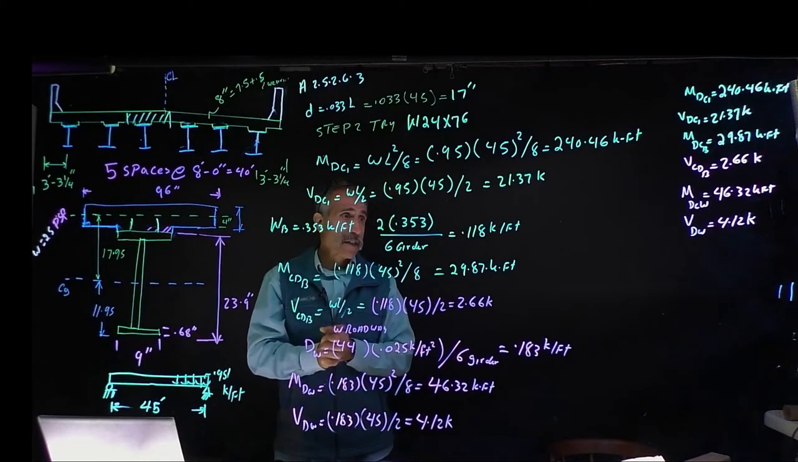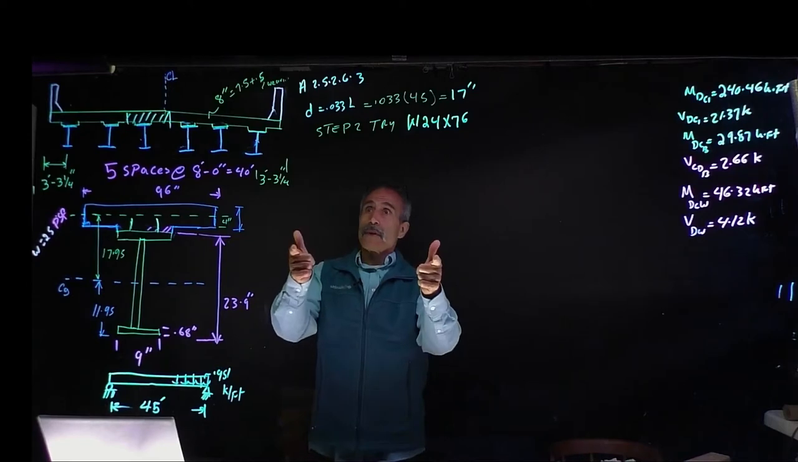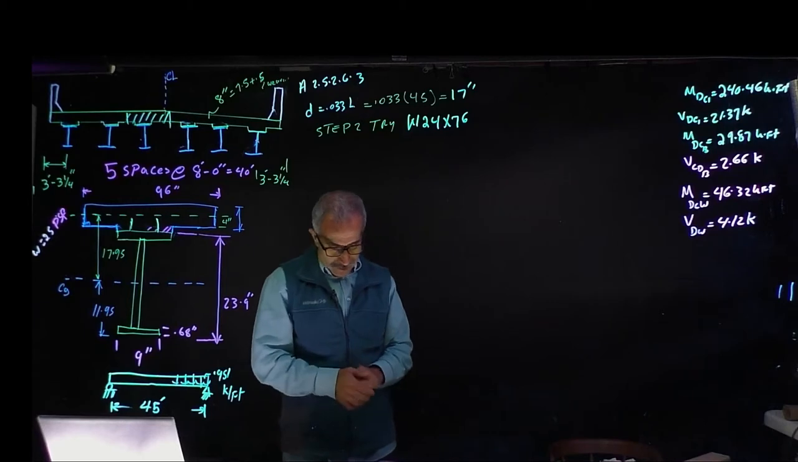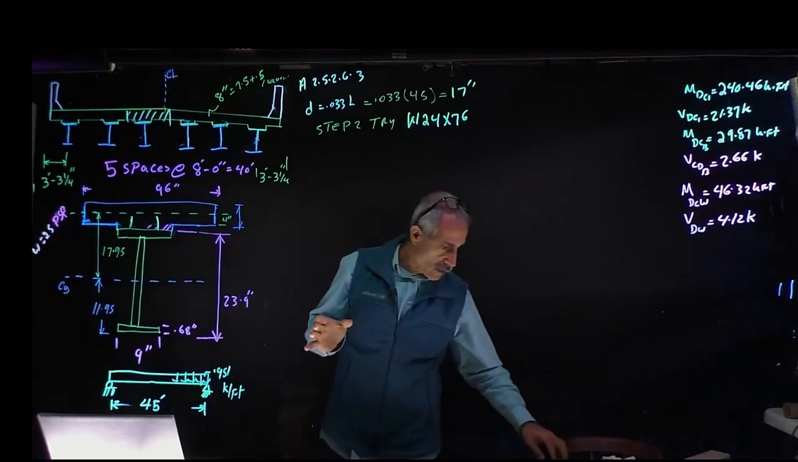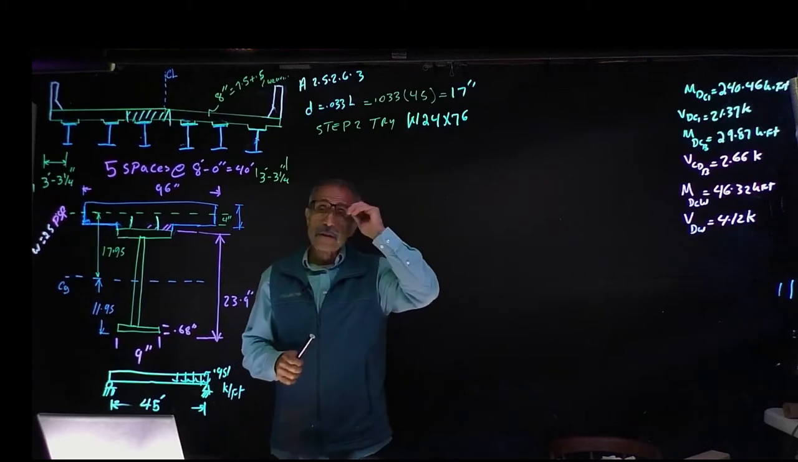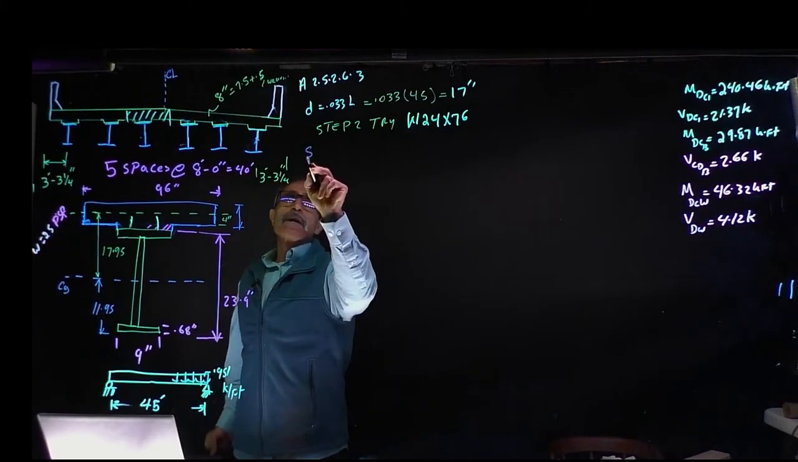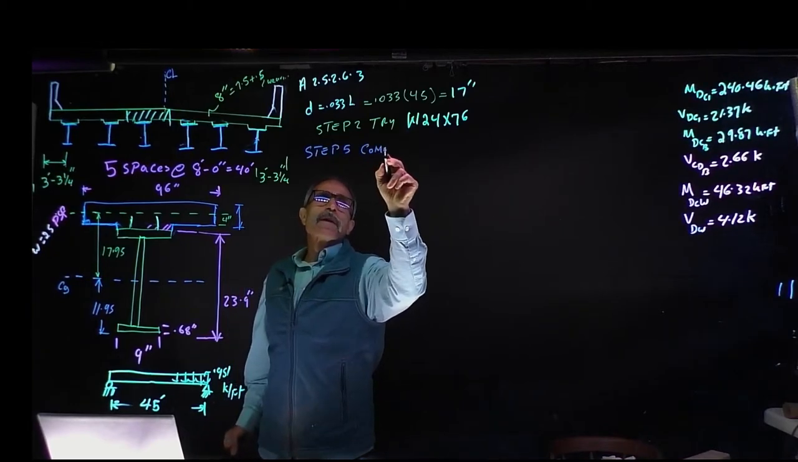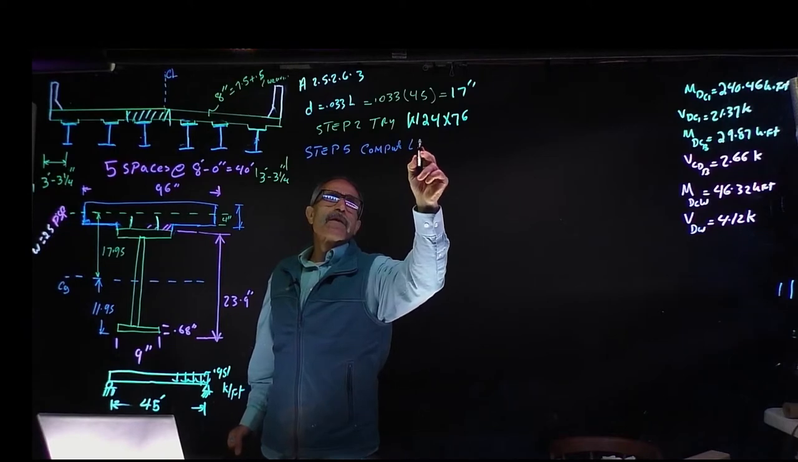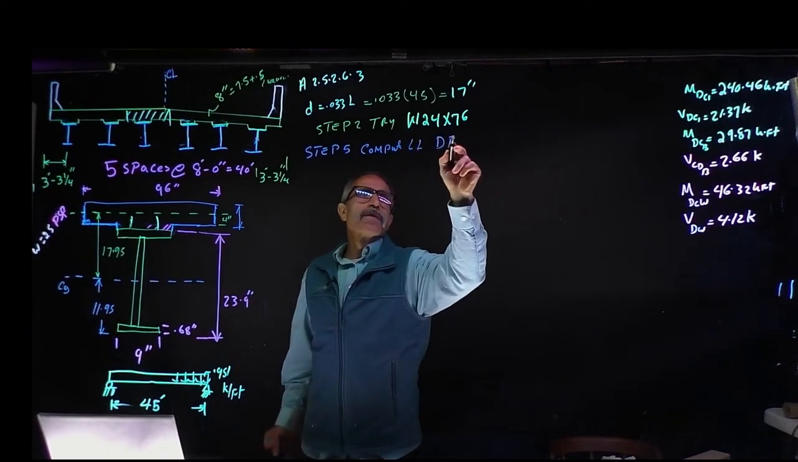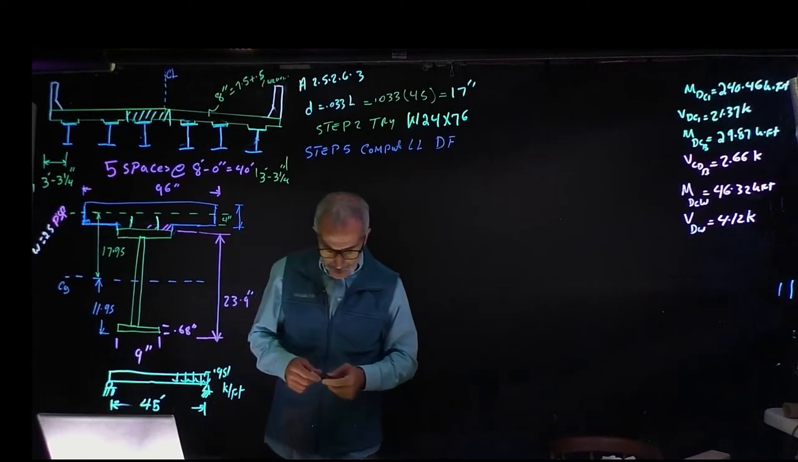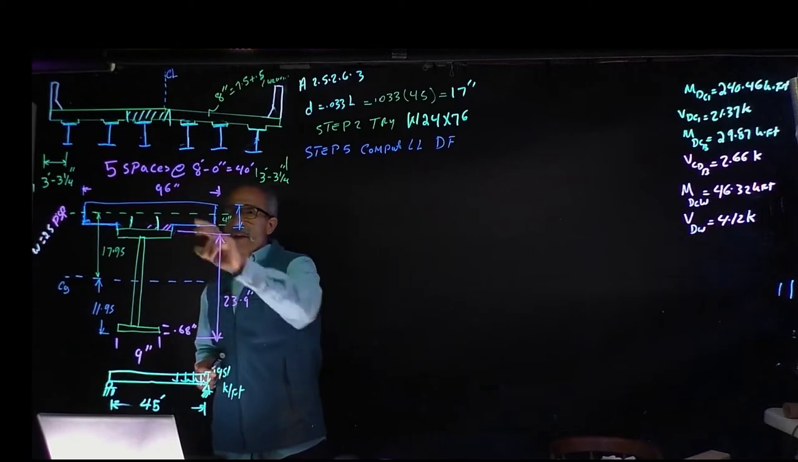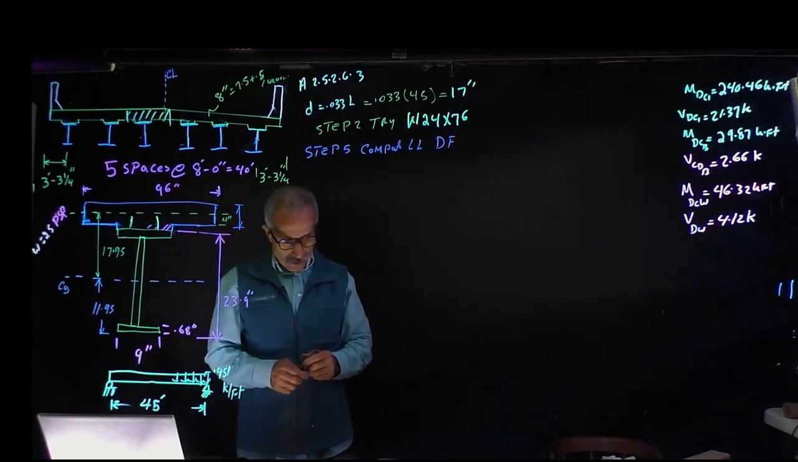I'm going to erase this right here. 1, 2, 3. Pretty good, huh? All right, so we're going to go ahead and look at the live load. Before we compute the live load, let's compute the live load distribution factor. So let's say step number 5, compute live load distribution factor. And one of the things I want to do first is find out my n for the composite section.